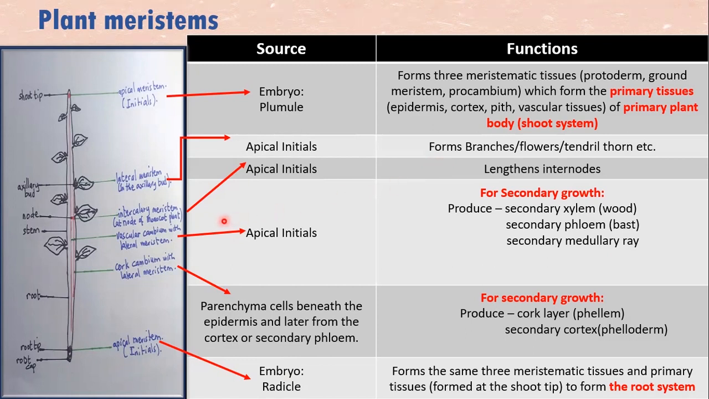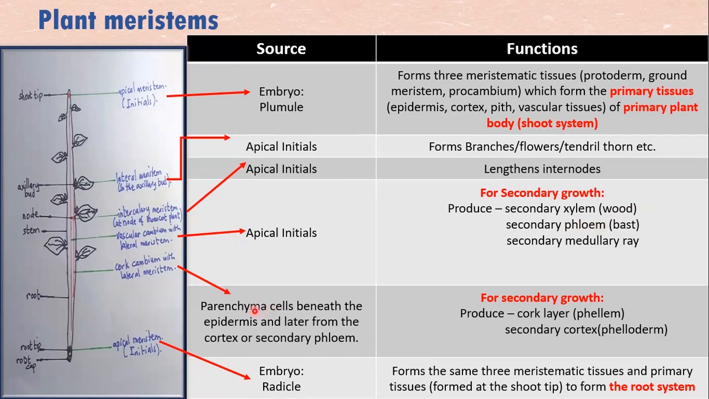Then we have the lateral meristem in the vascular cambium. Its source is also in the apical initials at the shoot tip and root tip. And its function is for secondary growth, to produce secondary xylem, secondary phloem, and secondary medullary rays. Please find out the detail of this in my lesson on plant growth, primary and secondary growth.